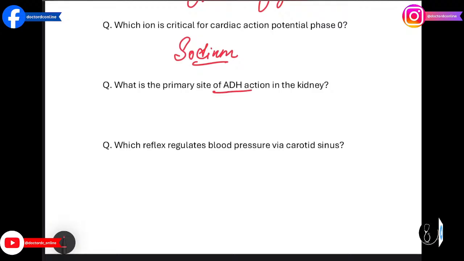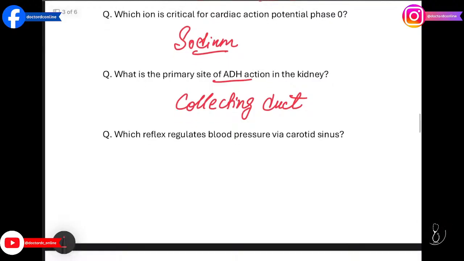The next question is, what is the primary site of ADH action in the kidney? And the answer is collecting duct. Antidiuretic hormone increases water permeability via aquaporins.